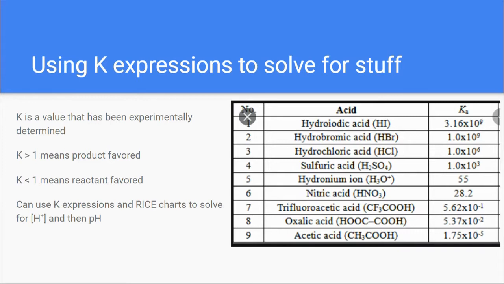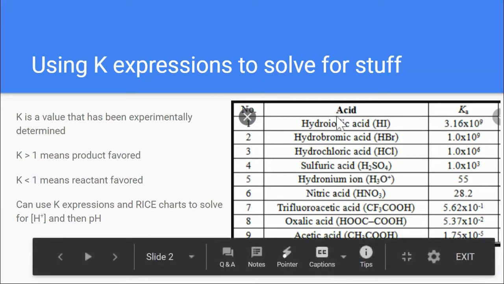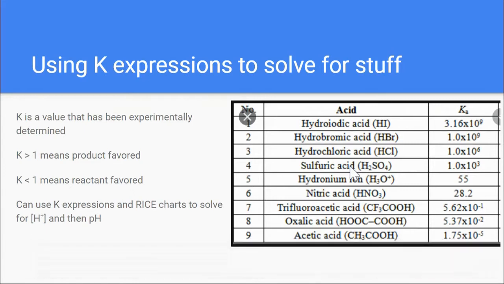K is a quantitative number that has been experimentally determined. In one of our last lessons, we talked about how if K is greater than 1, that means it's product favored, and if K is less than 1, that means it is reactant favored. Here's a table that you can look up. These types of tables are available in reference charts, in appendixes in the back of textbooks. You can Google a K reference table.